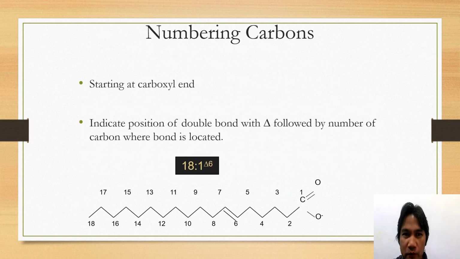Once again, the numbering starts at the carboxyl group. This is the carboxyl group. Remember that that becomes your carbon number 1, and then 2, and so on. So this is the endmost carbon. The double bond is on carbon number 6. That's why the number notation is 18 followed by a colon 1, the number of carbons and the number of double bonds, and then delta 6, meaning the double bond is on carbon number 6.